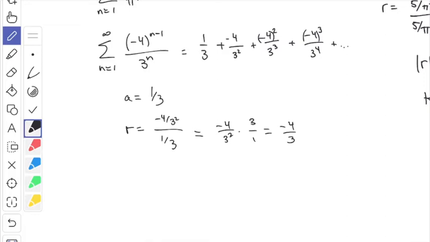We check, is r in the appropriate range for convergence? I need the absolute value of r to be less than 1. Here, the absolute value of r is 4/3. This is greater than 1. This is not less than 1. So here, the absolute value of r is greater than 1, so it diverges, and that's it.